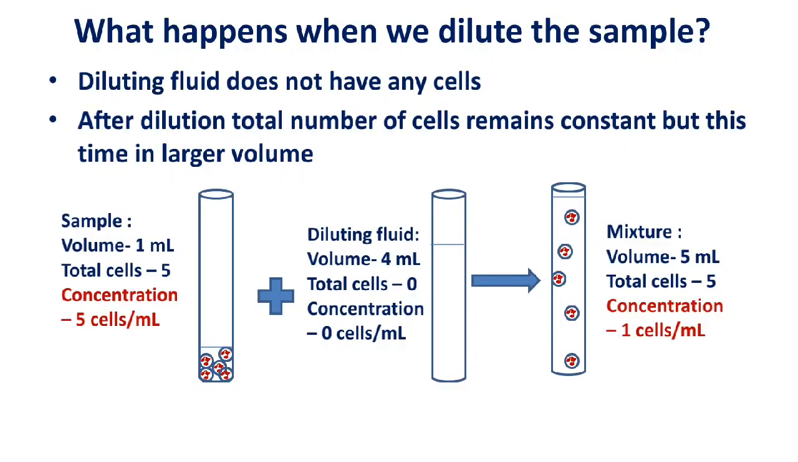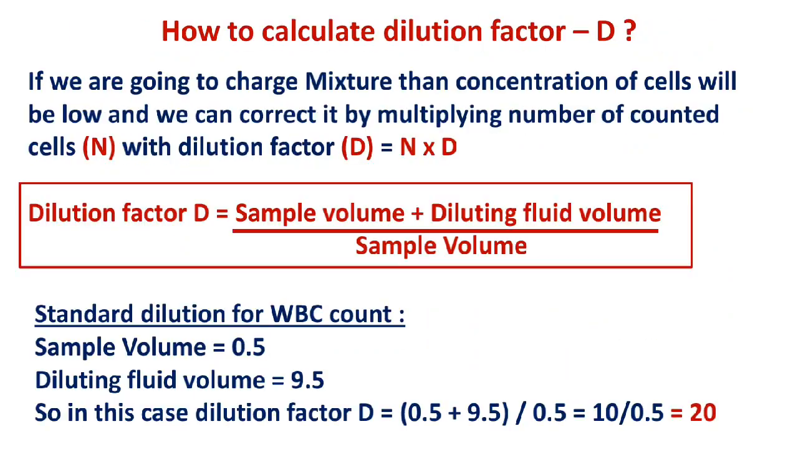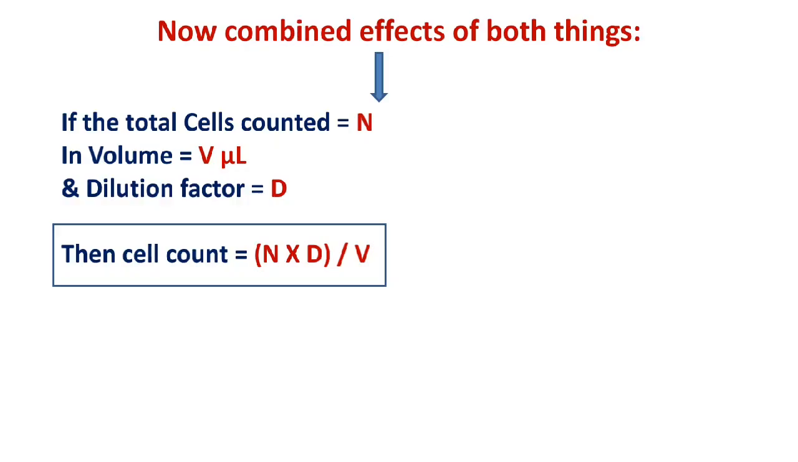So how can we calculate the dilution factor? We can calculate the dilution factor as sample volume plus diluting fluid volume, divided by sample volume. So in this case, the dilution factor will be (0.5 plus 9.5)/0.5, which equals 20. If we count n cells after dilution, then the actual count in the sample will be n times the dilution factor D. So by combining these two things, we can calculate cells in Neubauer's chamber by the formula N D over V.